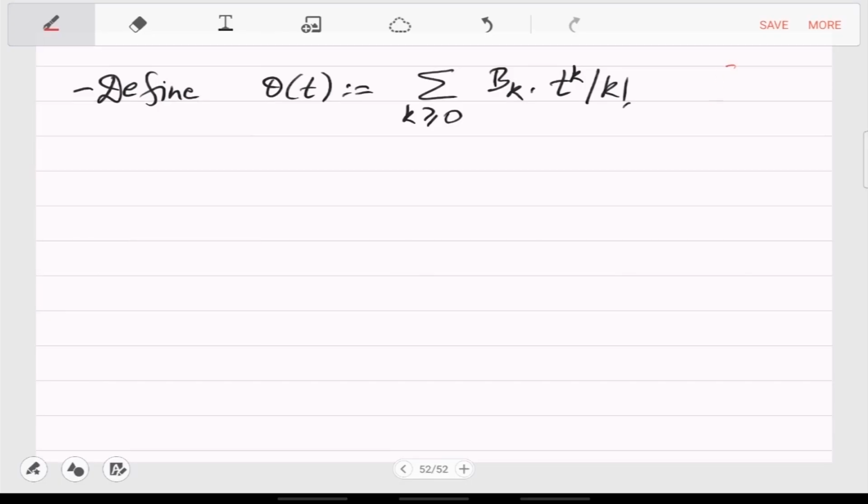Obviously, since it comes under EGF, you have to use EGF. So you define theta of t now to be the sum of bk times t to the k by k factorial, over all non-negative k. Right? Define this infinite formal power series. So that's an EGF of the sequence bn.